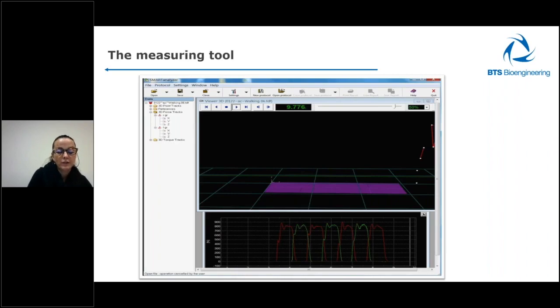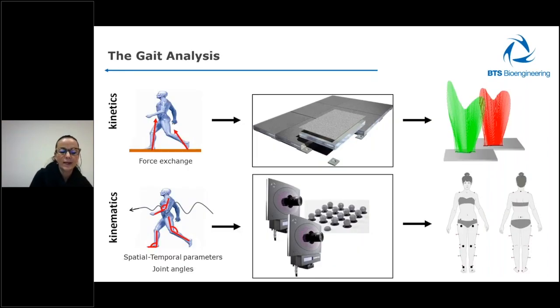Therefore, we have seen so far that the force platforms allow to evaluate the walk from the dynamic point of view. But we know that for a complete gait analysis in the motion analysis laboratory, the force platforms are always integrated into the optoelectronic system with infrared light cameras for the evaluation of kinematics, that is, as you know, spatial temporal parameters and joint angles.